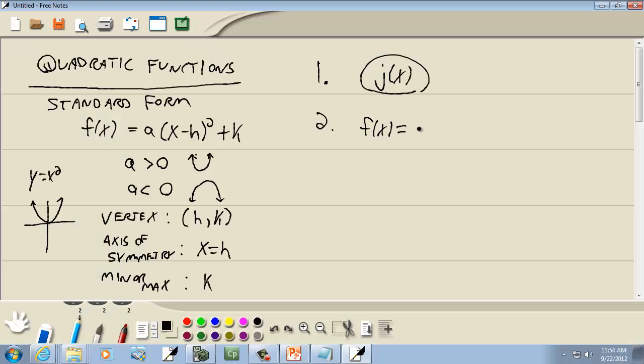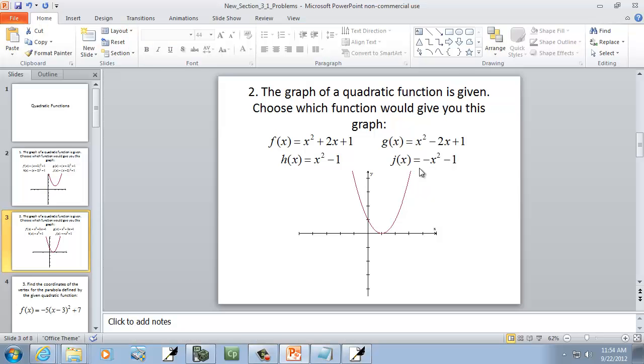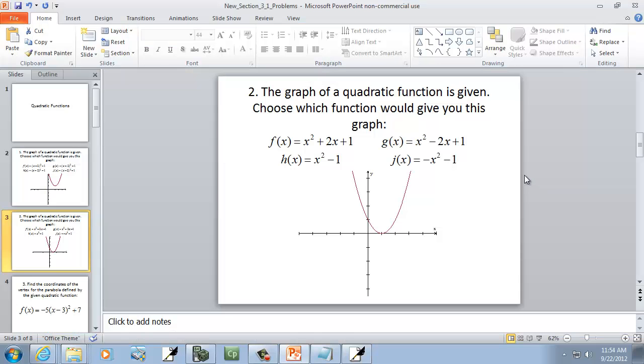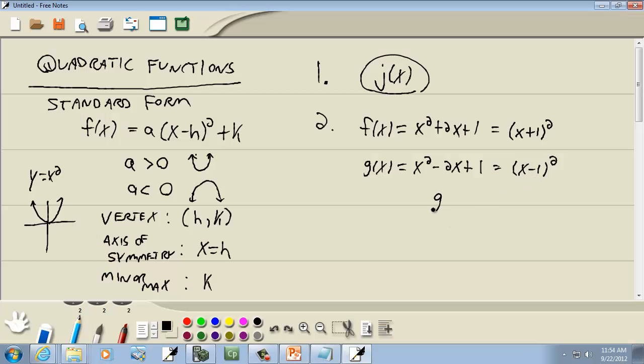Now f of x is equal to x squared plus 2x plus 1. And g of x is equal to x squared minus 2x plus 1. Both of these factor. This will factor as (x plus 1) squared, and this one factors as (x minus 1) squared. Now remember a number inside with the x shifts left or right, opposite what you think. So this right here is saying shift left 1. This one's saying shift right 1. Well, this has been shifted right 1 place. So it's going to be g of x. And that's our answer to that one.